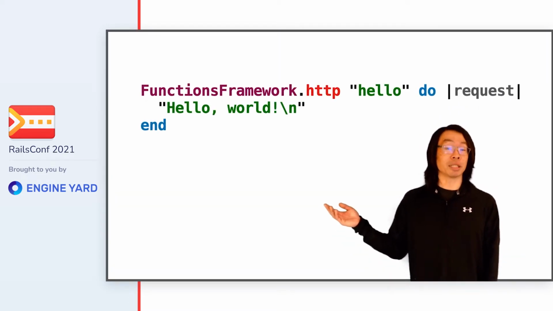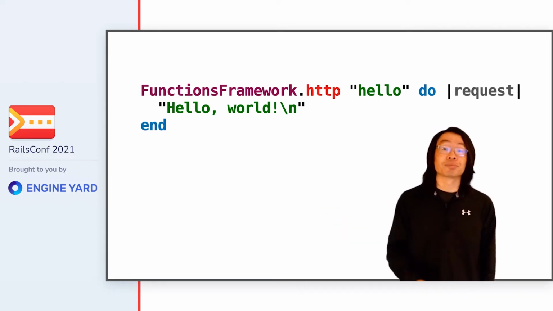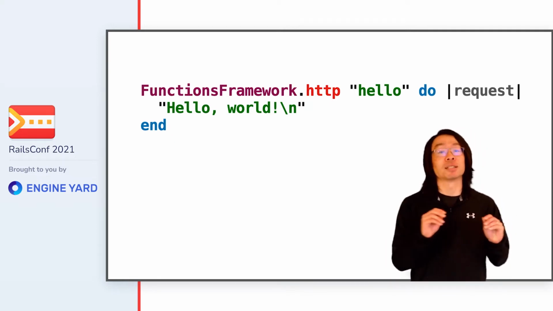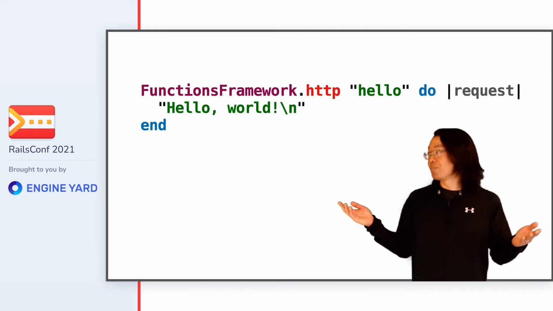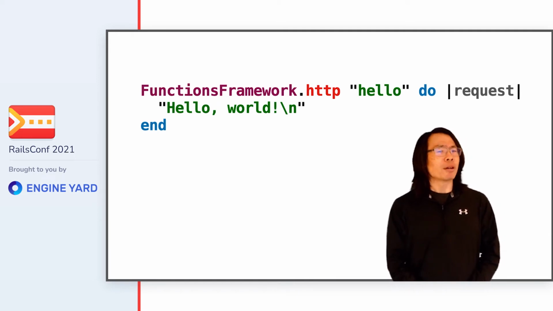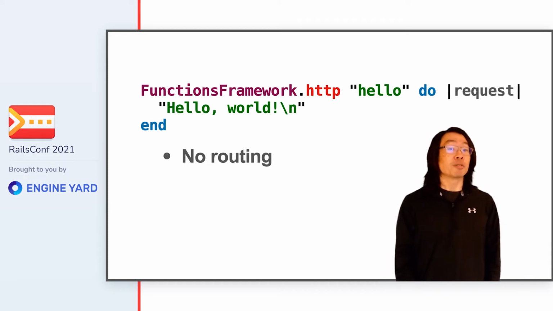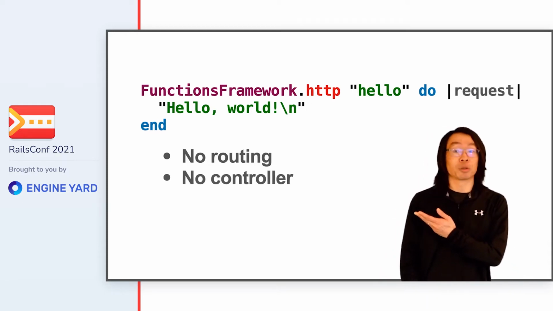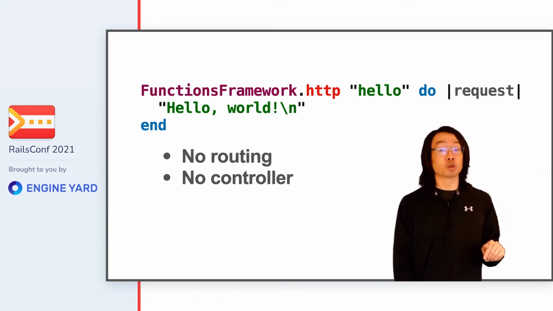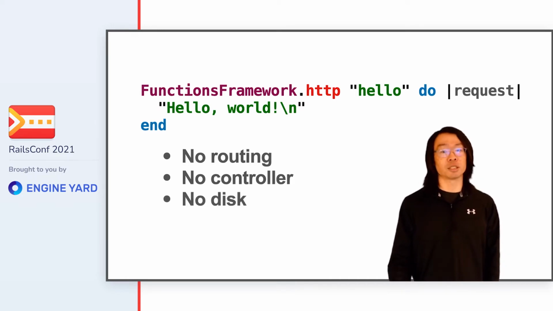This is a simple web app in Google Cloud Functions. It's a block that takes an argument and returns a result. Lambda would be similar, slightly different syntax, exact same concept. Now, when we look at this, notice what's not here. In Rails, you have a routing file, routing config. Here, there's no routing. In Rails, you have controllers. Here, there's no controller. A function is just an argument and a result. Routing is not part of the abstraction. Controller is not part of the abstraction. Even more fundamentally, there's no disk in a function.